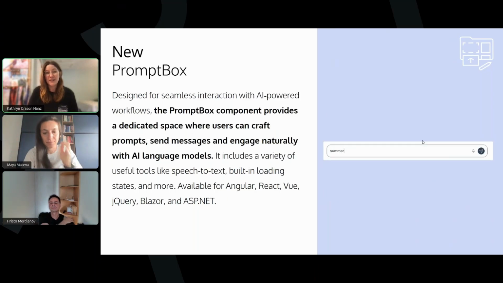We also have a new prompt box component. If you are creating these kinds of AI-enabled interfaces for your users, the prompt box component allows a dedicated space where your users can craft prompts, send messages, and engage naturally with AI language models. Of course, we have more complete chat components as well, but if you're building something that needs to be a little bit more custom, we've also broken out all of these pieces for you, giving you control over what you build and how you build it.